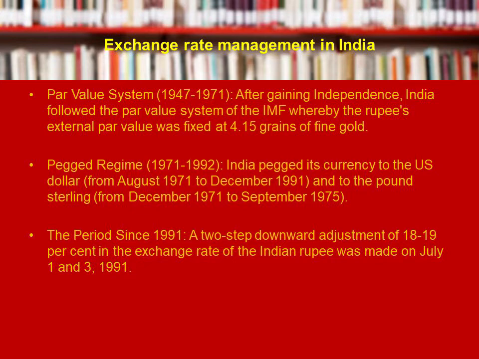Pegged regime, 1971 to 1992. India pegged its currency to the US dollar from August 1971 to December 1991, and to the pound sterling from December 1971 to September 1975. The period since 1991: a two-step downward adjustment of 18 to 19% in the exchange rate of the Indian rupee was made on July 1 and 3, 1991.